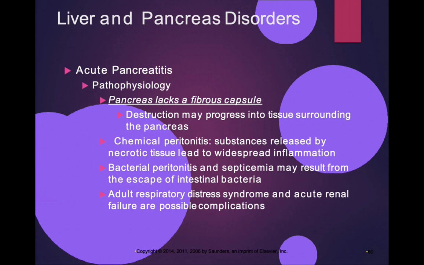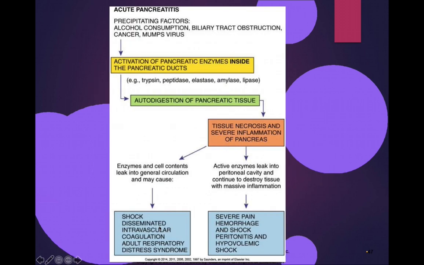This can become very painful. The pancreas lacks a fibrous capsule, and as a result, the destruction can progress. Since it's not encapsulated, it can spread to the surrounding tissues. Chemical peritonitis: substances released by the necrotic tissue lead to widespread inflammation. There's bacterial peritonitis, and septicemia may result from the escape of the intestinal bacteria, the microbiome, and it can lead to adult respiratory distress syndrome and acute renal failure as possible severe complications.